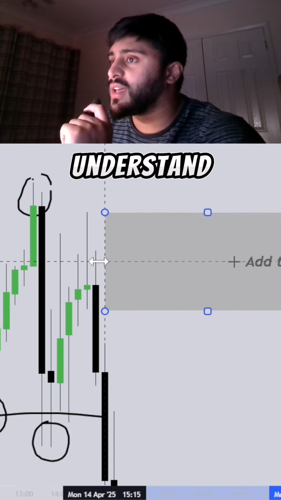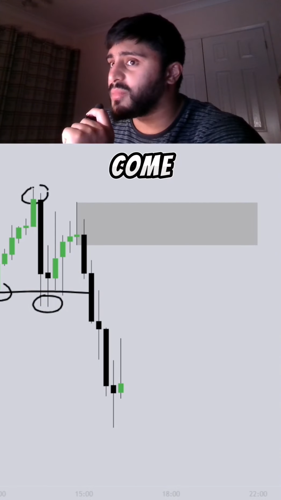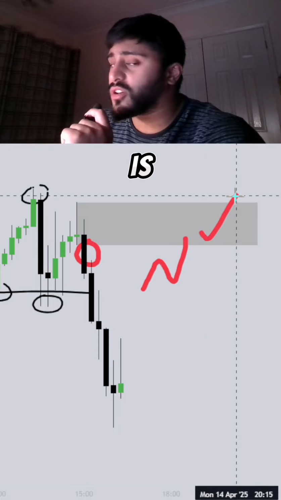And this is what's important to understand. It's always going to be the candle before the fair value gap. And the reason for that is because we want to see price come into this area. It needs to fill the entire fair value gap. So this here is the correct order block.